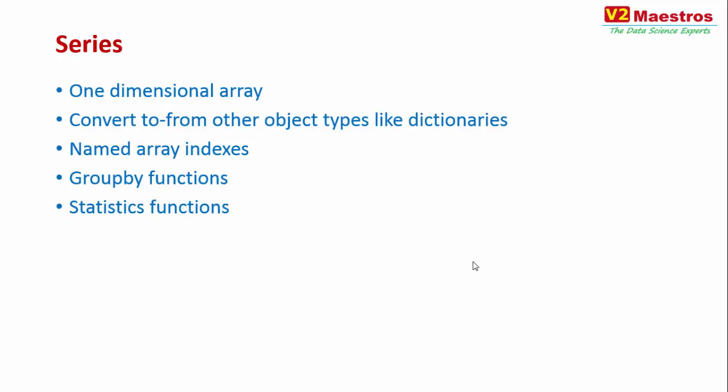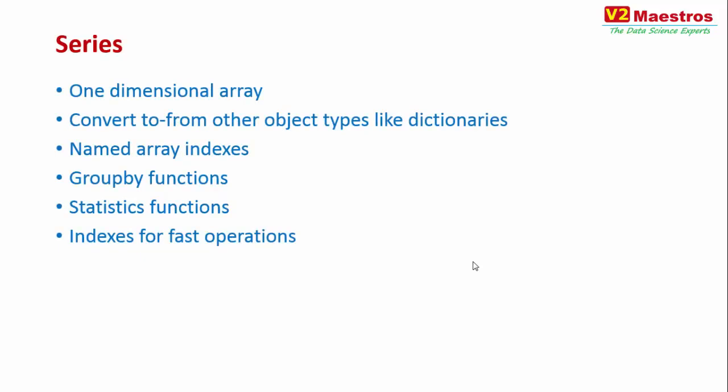It provides support for statistical functions like mean, standard deviation. So for a given series, you can compute mean and standard deviation just by calling the function. And it also supports indexes for fast operations. You can search through a series through the index in a very fast manner. So large series objects can easily be searched quickly by the use of indexes. And so a series is a very good data structure to use whenever you are storing one-dimensional arrays, especially for data handling purposes.